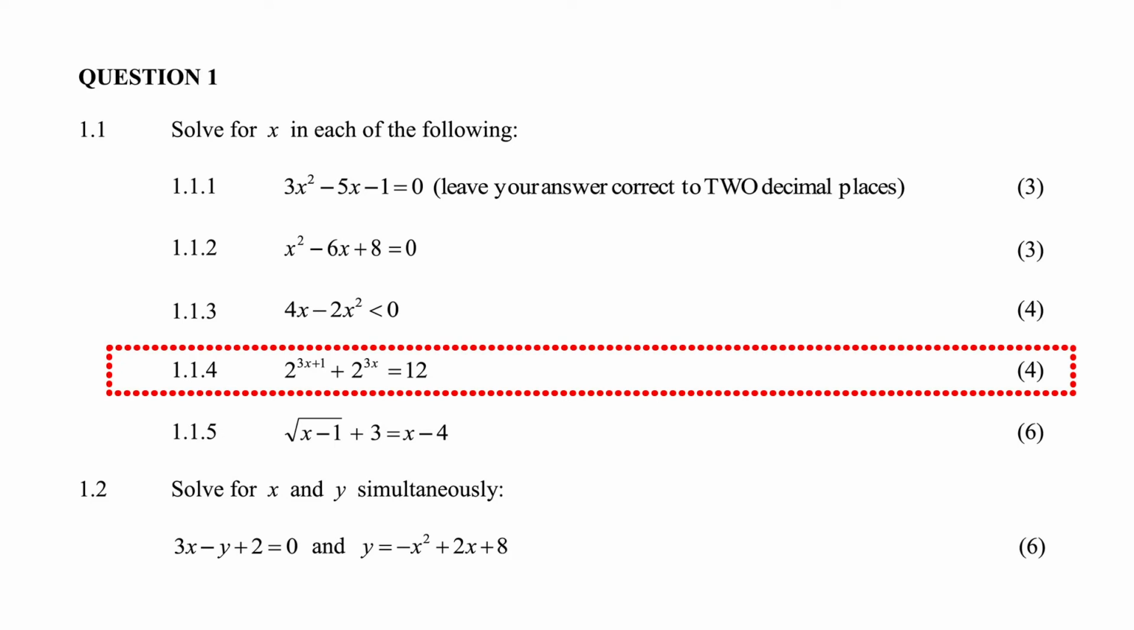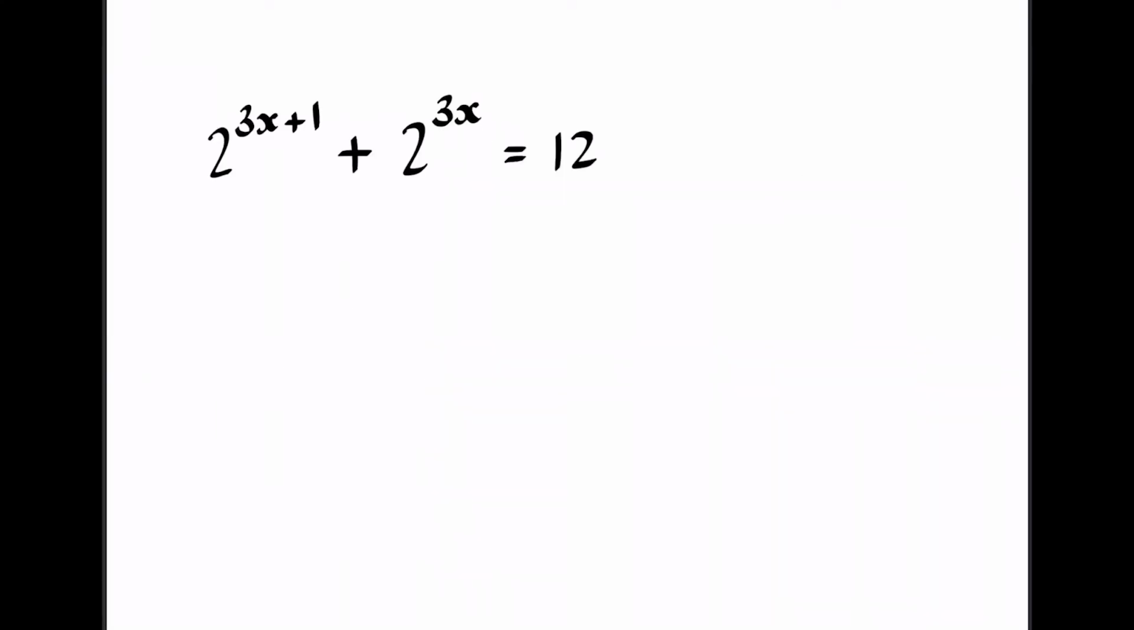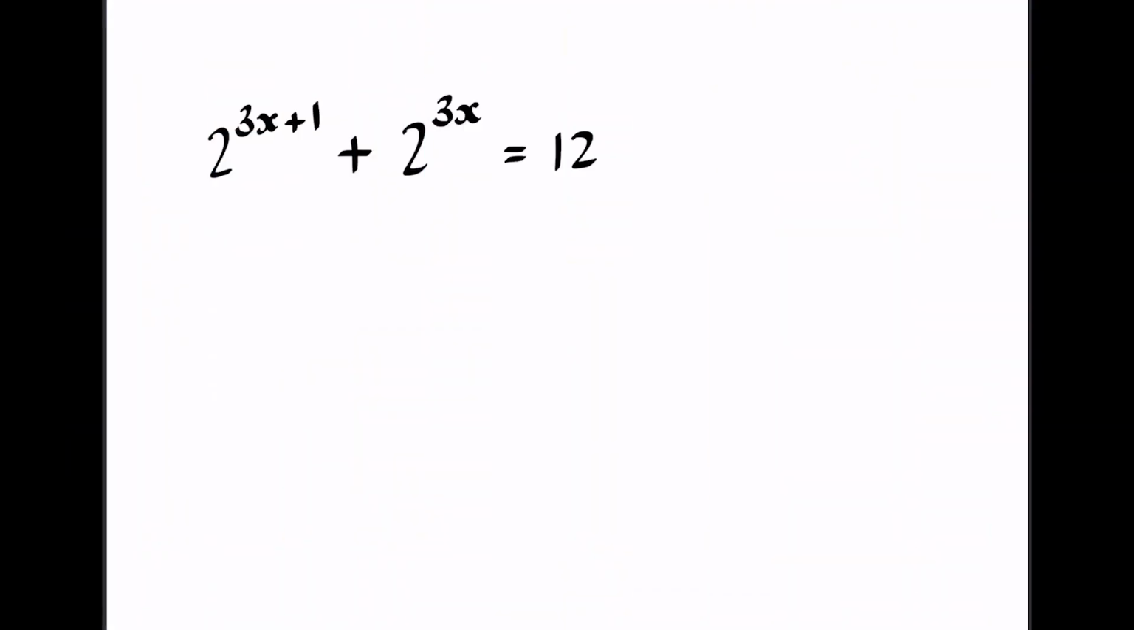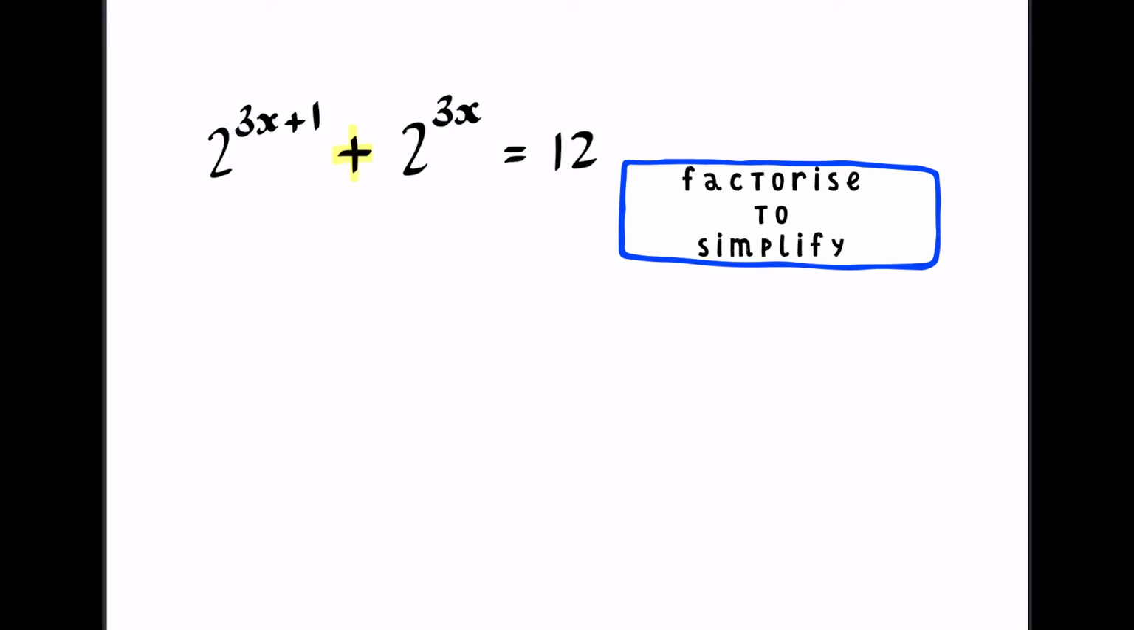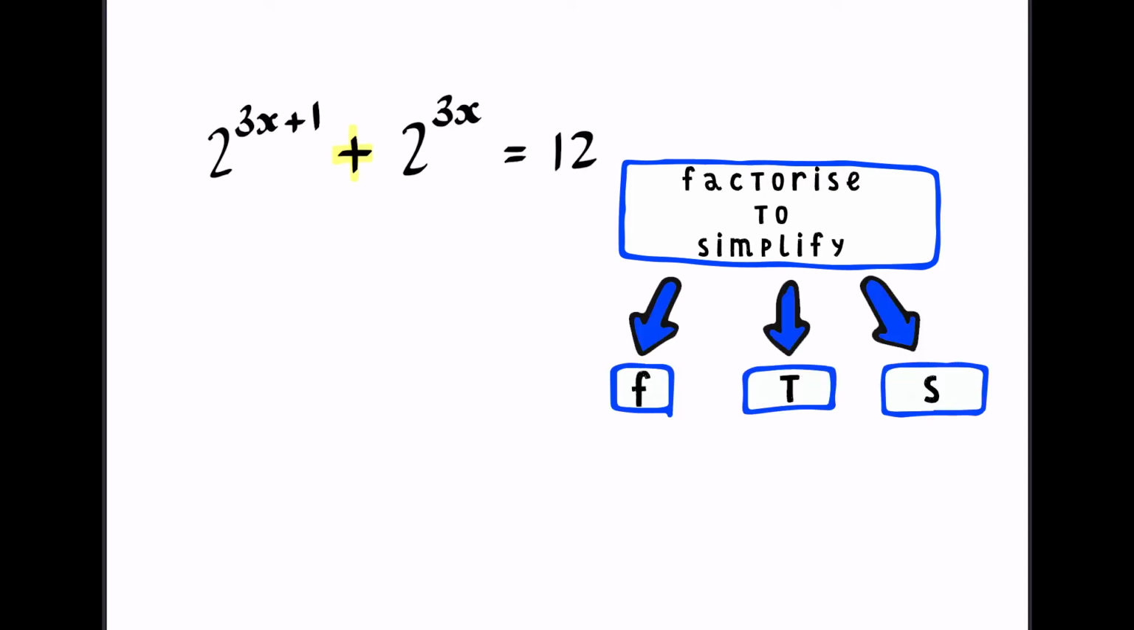The next question is solving for x still, but it's 2 to the power of 3x plus 1 plus 2 to the power of 3x is equal to 12. All right, now we have an exponential equation. Now, with an exponential equation, what we do is we make the bases the same, then you drop the bases and you equate the exponents. However, this particular one has a plus in between, so that brings me to our step of factorize to simplify. So we are going to FTS, factorize to simplify.